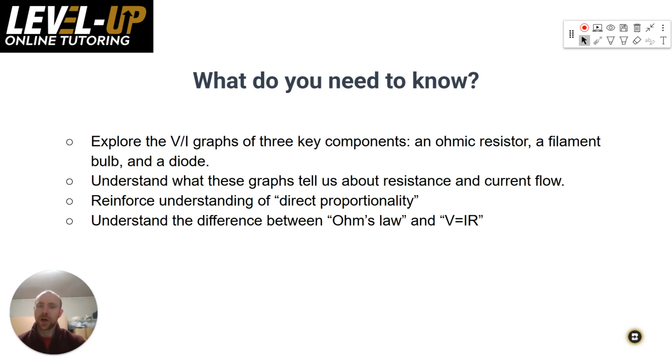Three key components: an ohmic resistor, which is one that follows Ohm's law, a filament lamp, and a diode. You need to understand what these graphs tell you about the resistance and the current flow as you change the potential difference. And whilst we look at those graphs, we'll also reinforce the idea of direct proportionality, which we looked at in a previous video.